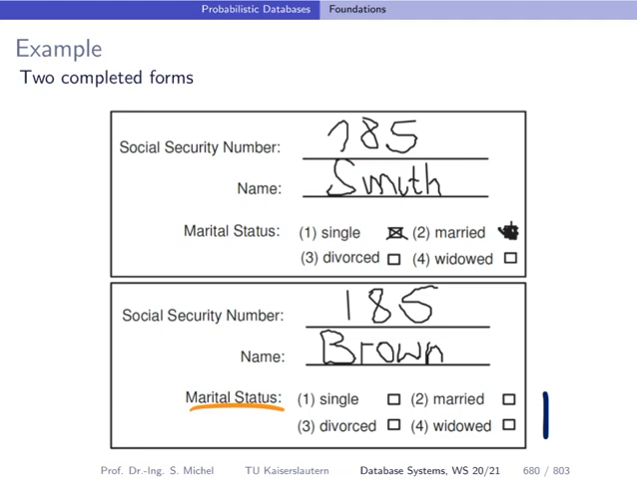They would assume that all of these answers somehow are there with a certain probability, even though these marks are not done. So if you're searching, for instance, for someone whose name is Brown and has a social security number of 185 and is married, there's a certain probability that this is the person you're searching for, right? And there's a certain probability associated with the result tuple of our query. And we will look after the introduction to probabilistic databases at what kind of ways we have to compute these probabilities.